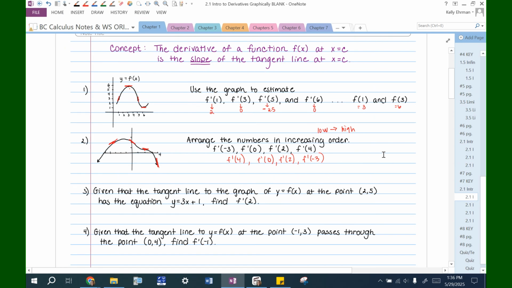Number 3, given that the tangent line to the graph of y equals f of x at the point (2, 5) has this equation, find f prime of 2. So this is a tangent line equation. F prime of 2 is equal to the slope. It's just equal to 3.